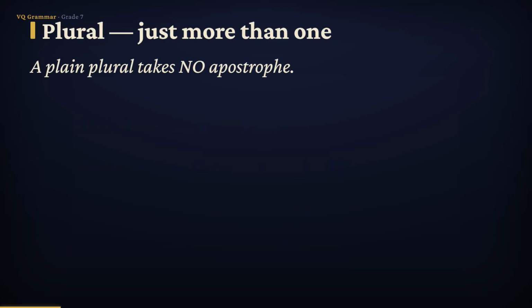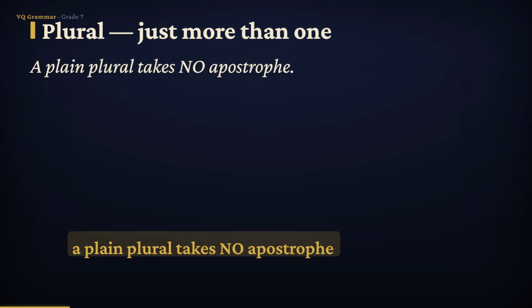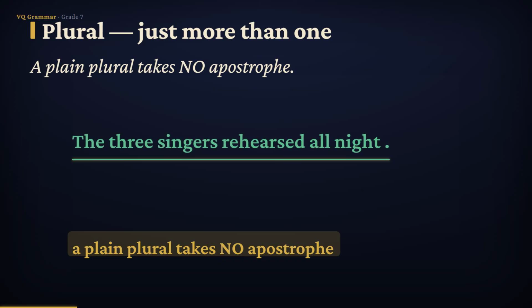Let's start with the simplest of the three, the plural. A plural noun just means more than one. And here's the key point. A plain plural takes no apostrophe whatsoever. Look at this sentence. The three singers rehearsed all night. The word singers means more than one singer, plain and simple. So there is no apostrophe anywhere on it. If all you're doing is counting, if you just mean several of something, you leave the apostrophe out completely.